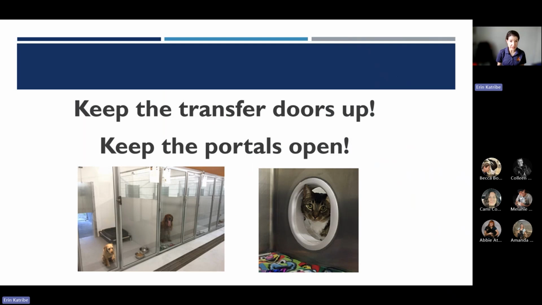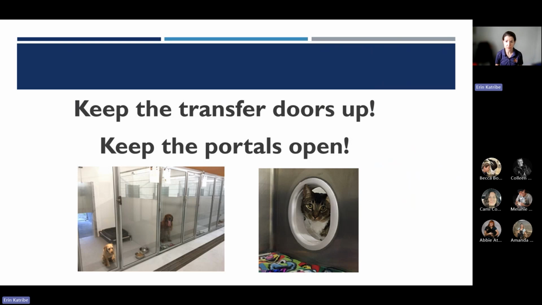Sometimes in shelters, unfortunately, and like so many shelters across the country right now, we're facing capacity challenges, and it can be tempting to close the portals in your cat kennels or to drop the transfer doors and house a dog or a cat on either side of these doors. Unfortunately, what that means is that we are over capacity. These kennels were designed to have double compartment housing for a single animal. And so when we operate over capacity, we see increases in disease, we see increases in stress in the animals and in our staff.